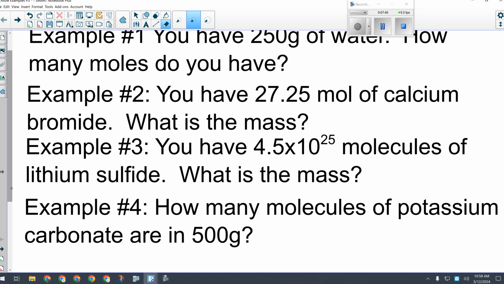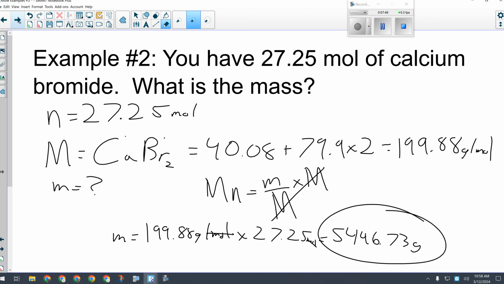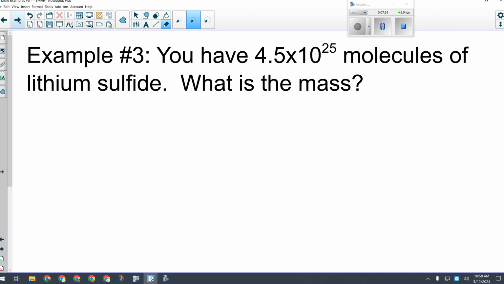Okay, let's have a look at number 3. Oh, geez, I've been recording that whole time. What type is number 3? It's type 4. It asks us for mass and gives us the number of molecules. That's a type 4 question.